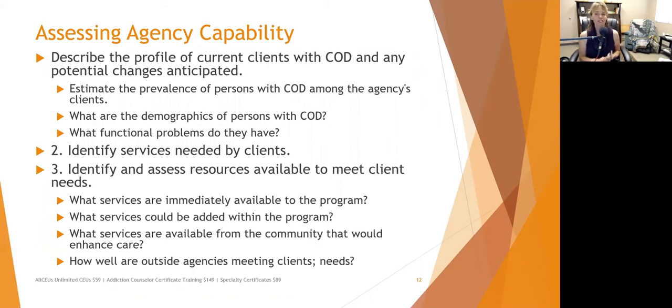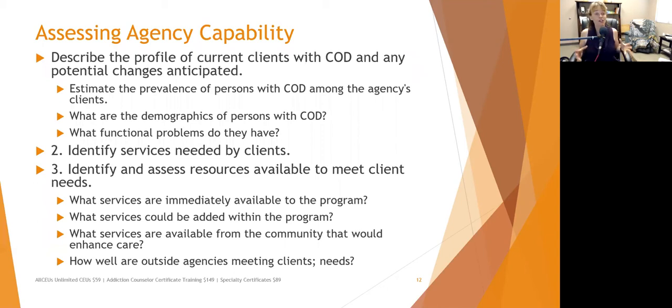Identify and assess resources available to meet client needs. So what services are immediately available in the program? What do you offer at your facility? What services could be added to the program? Sometimes it's not hard to add a 1 hour a day group for outpatient or aftercare that people can come to, so they still can come 5 days a week, but it's only for an hour. There are a lot of different options that you can look at. What services are available from the community that would enhance care? And that can include HIV counseling, vocational rehabilitation, it's a whole range of services.